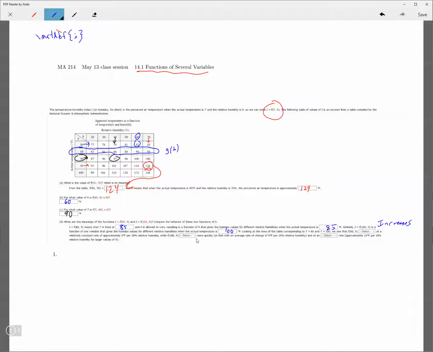Well, f of 100, that increases by 5, and then by 6, and then by 10, and then by 12, and then from 132, that's another 12 right there. So this f of 108 also increases more quickly.